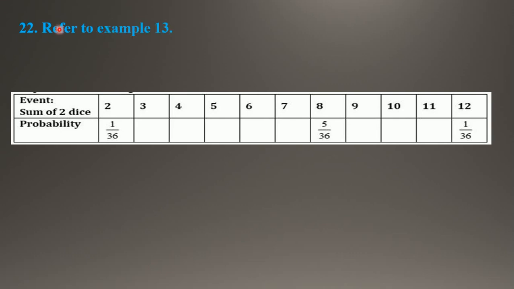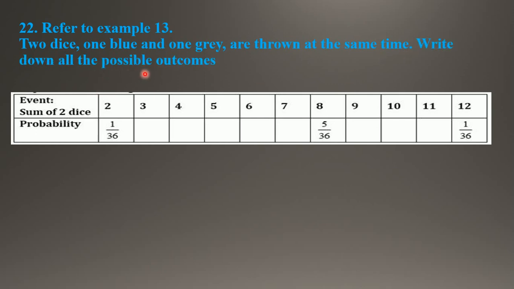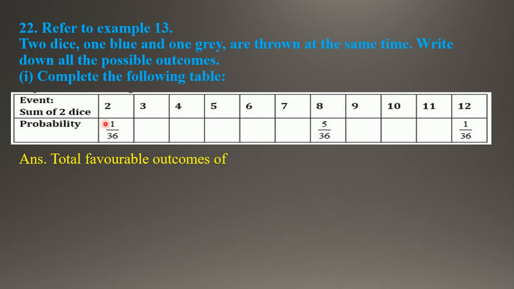Question 22. Refer to example 13, which states 2 dice, 1 blue and 1 grey, are thrown at the same time. Write down all the possible outcomes. First, complete the following table. The event is the sum of 2 dice: 2, 3, 4, 5, 6, 7, 8, 9, 10, 11, 12. The sum of 2 dice, and the probability.